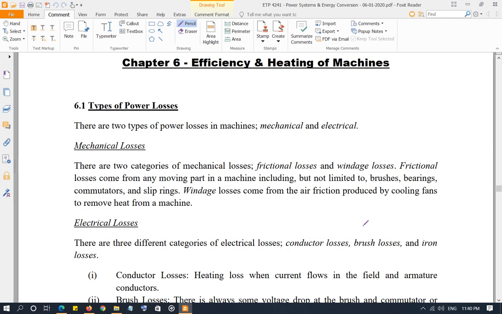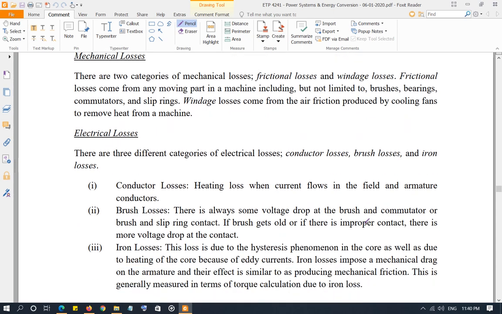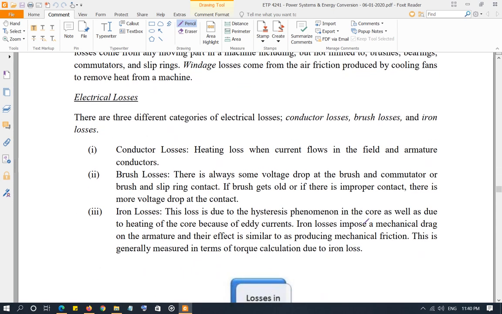Electrical losses are divided into three parts. You have basic conductor losses. Anytime current flows through a conductor, of course there are losses, heating losses, which we also call I square R losses. So conductor losses are I square R losses.